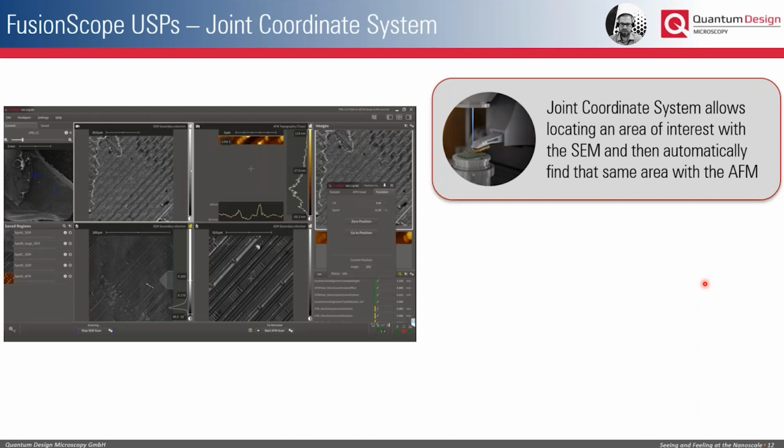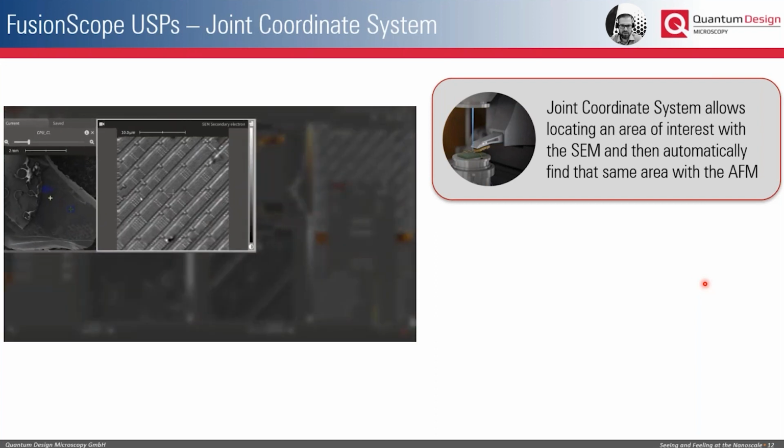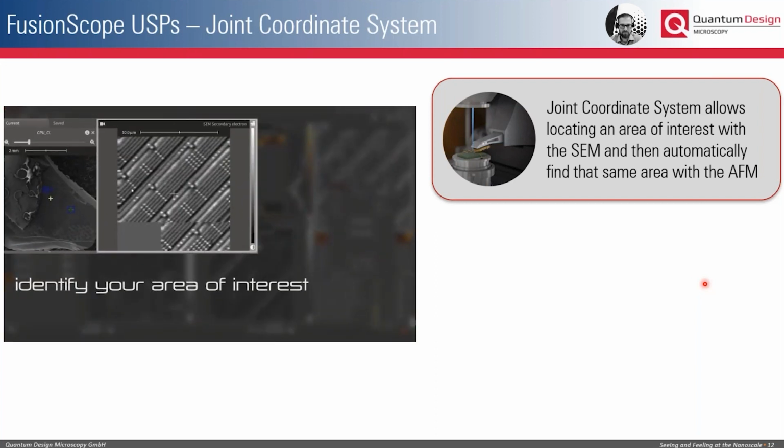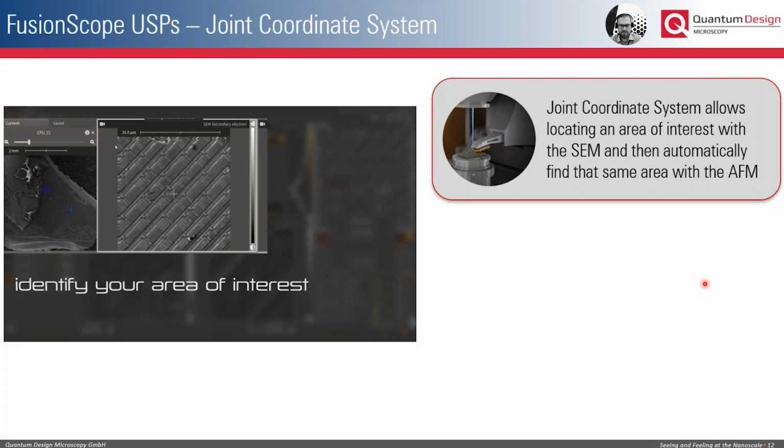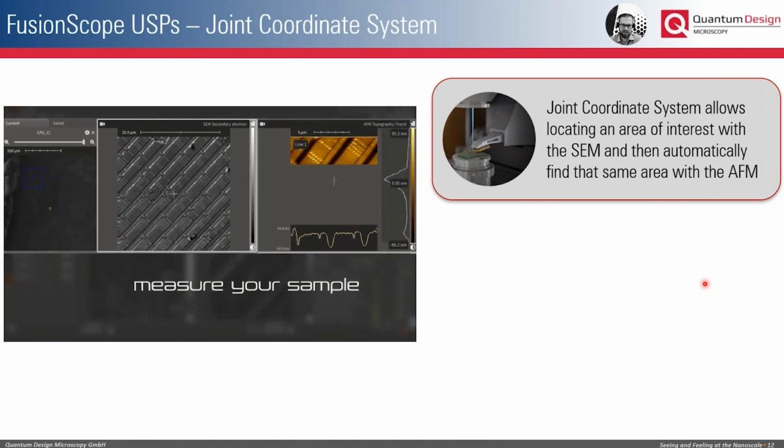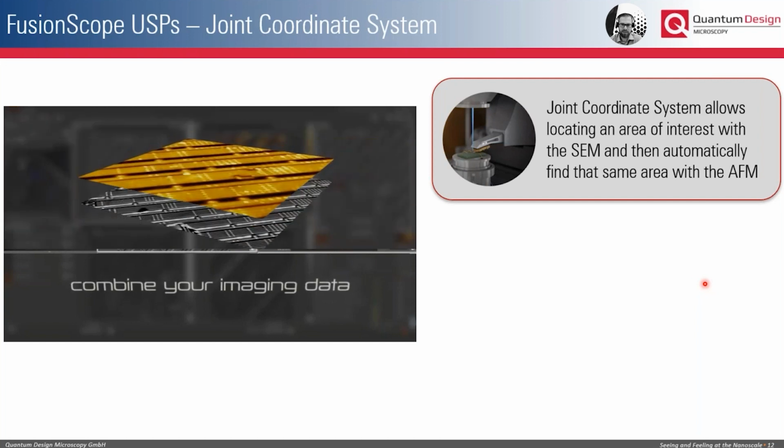The next very important thing is, as I said in the beginning, the joint coordinate system. The joint coordinate system really allows you to locate an area of interest in the field of view of the SEM, and then you can automatically, by clicking inside the SEM image, perform a correlative AFM image directly at the spot of interest. And in this small recorded movie on the left, you will see how that looks. So you are working in your SEM image, you find the area of interest. You can even move the sample, of course, to the area where you want to do the AFM scan. And then you can start the AFM scan directly at the spot of your interest and collect the correlative data.